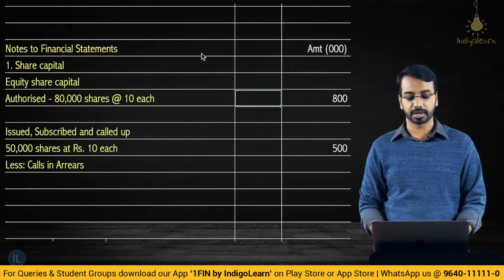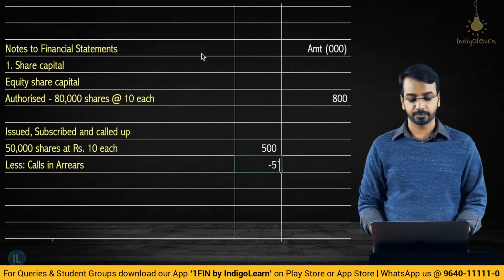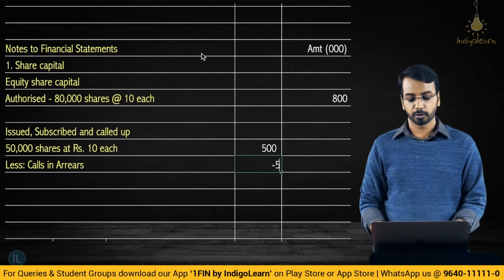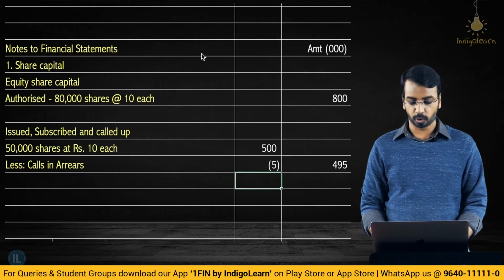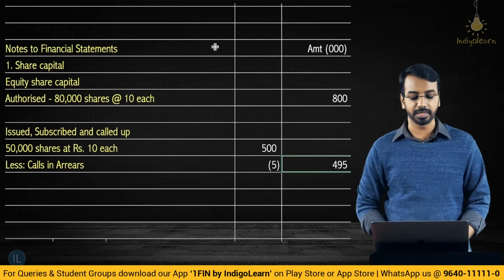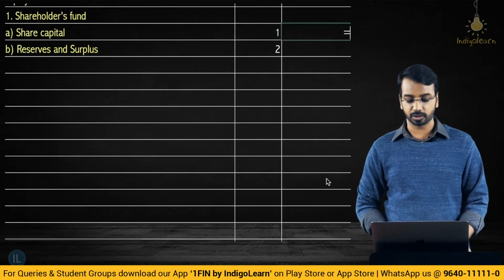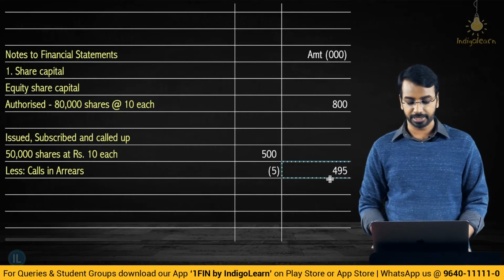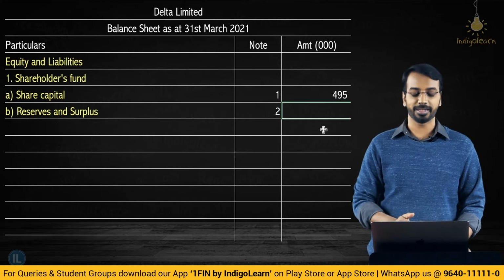that is 5. So what I will do is I will write this in the inside column, 500 and less calls in arrears minus 5. So you get 500 minus 5, 495, right. Now this amount of share capital will be shown in the balance sheet. So immediately what you do is you go to note number 1 here, and I can actually link it. You can write it down manually, 495. So if you follow this step by step approach, you will not miss out on any items, right.